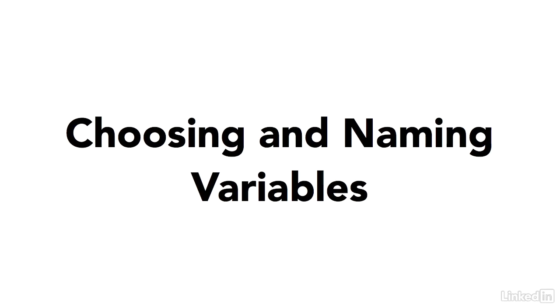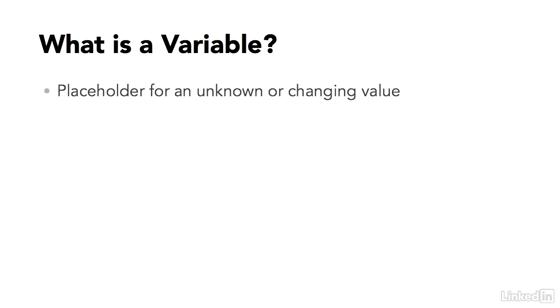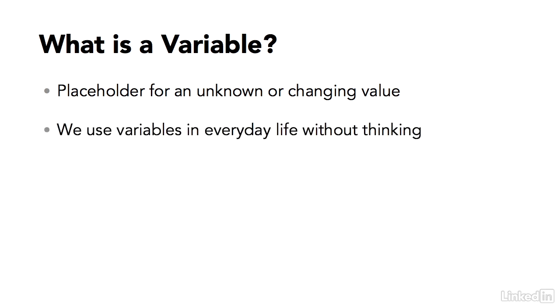Variables are a fundamental building block of all programming languages. Let's begin by defining what a variable is. Put simply, a variable is a placeholder for a value that you either don't know or that might change. If that brings back bad memories of algebra at school, don't worry. We use variables in everyday life without thinking twice about them.